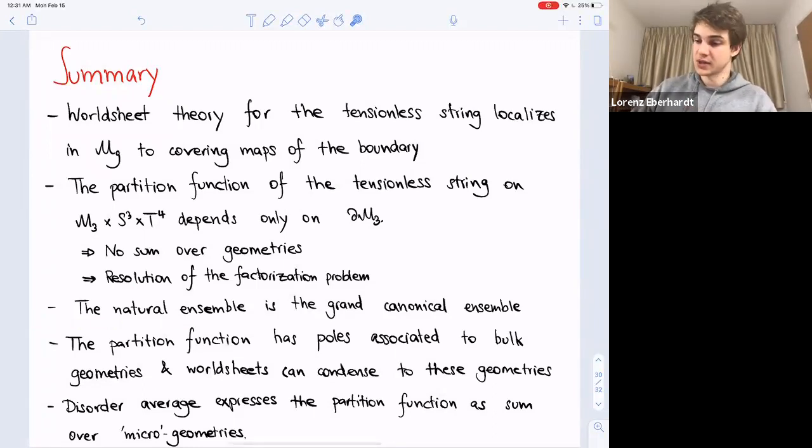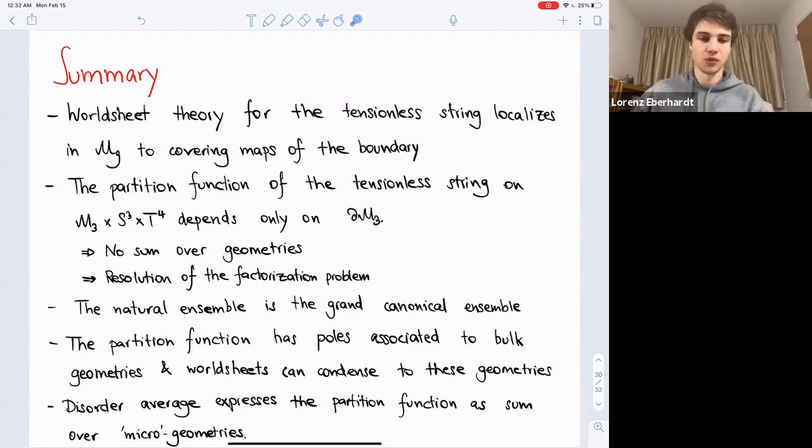Okay, and then one other thing that I stressed a lot is that the natural ensemble here is the grand canonical ensemble, and it's in particular the ensemble that string perturbation theory computes in. Then we also saw that the boundary partition function has poles, all these poles are associated to semi-classical bulk geometries, and close to these poles, the worldsheets basically condense to these geometries. And so there's still a sense in which the boundary partition function is a sum over semi-classical geometries, but these geometries are sort of simulated by the worldsheets that condense into them. And these worldsheets you could consider on any fixed background.